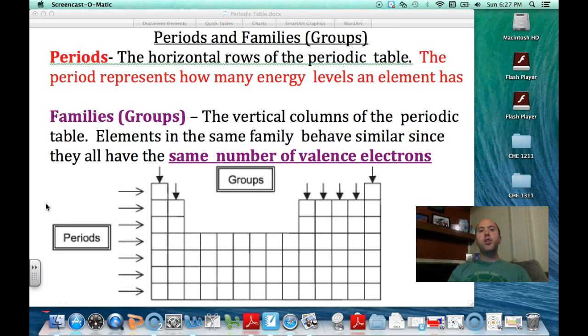Hey, welcome to Unit 2, Part 4, the last part for Unit 2. Basically, in this lesson, we are going to talk about the periodic table and the different families of the periodic table. There's quite a bit of information, so let's get to it.